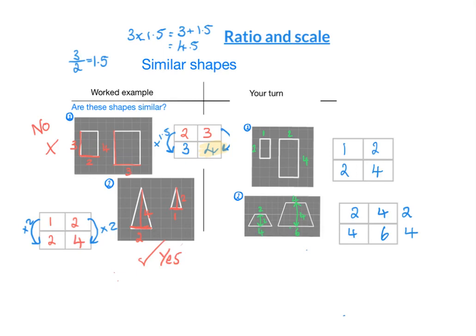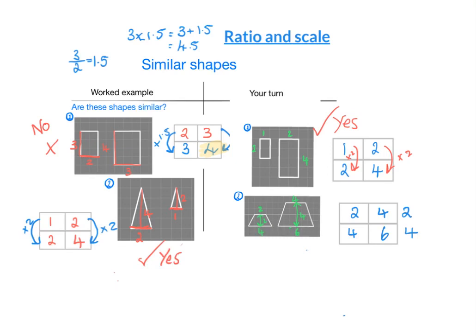Okay, so when you've filled in all of your lengths and put them in the tables there, we'll just compare them now. 1 has gone to 2 here, so it's times by 2, and 2 has gone to 4, so it's times by 2 as well. So yep, that is similar.